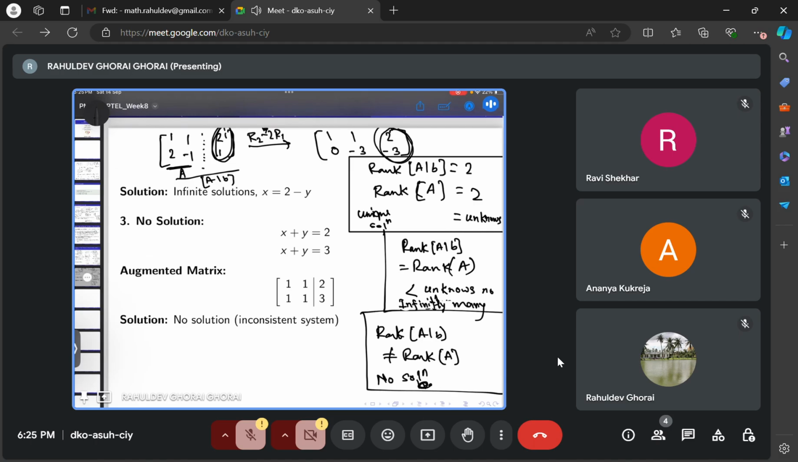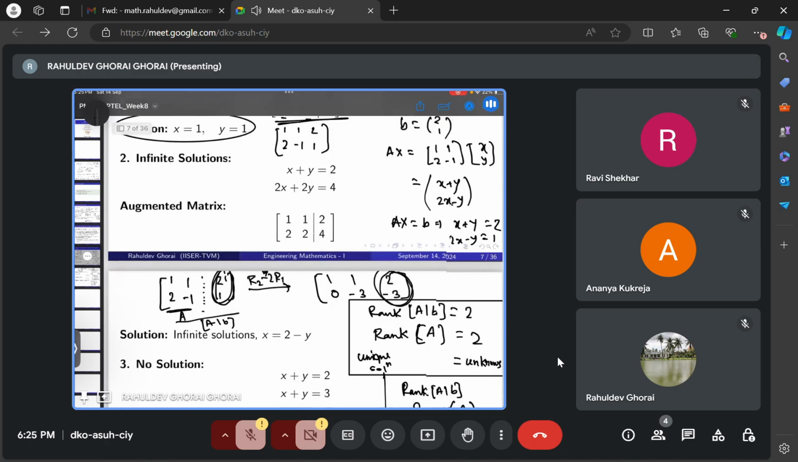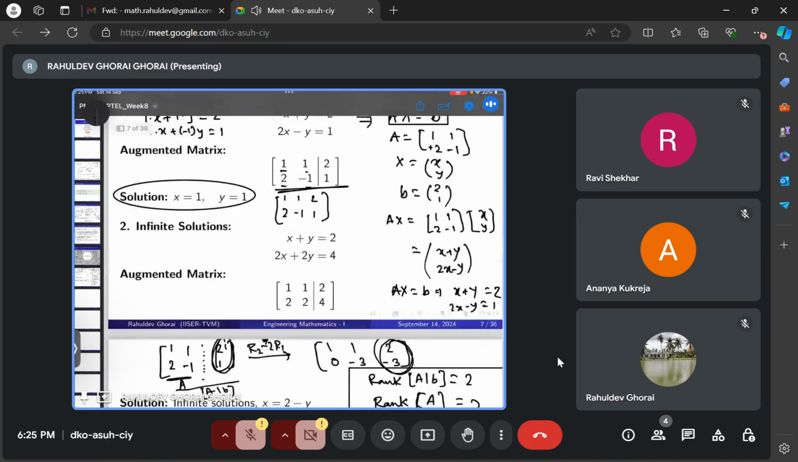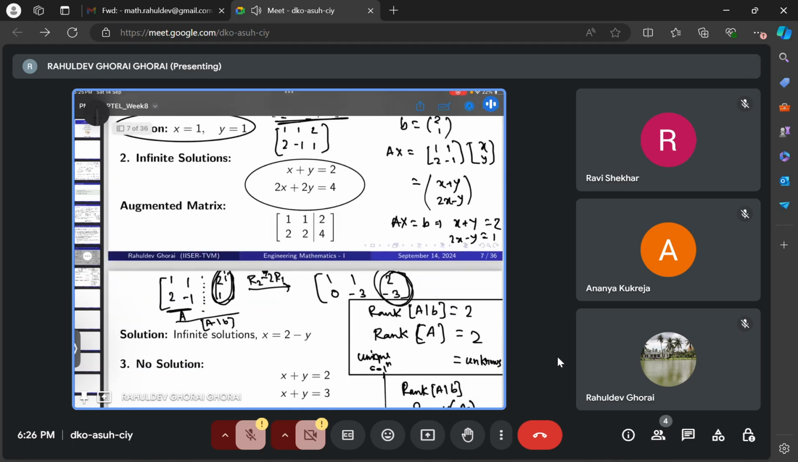So let's see, using these three, whether we can find out this example: x plus y equal to 2 and 2x plus 2y is equal to 4, whether it has infinite solutions. So the matrix will be like this: 1, 1, 2, 2, 2, 4. If you row reduce it, then R2 minus 2 R1. If you do that, the matrix will change to 1, 1, 2, 0, 0, 0.